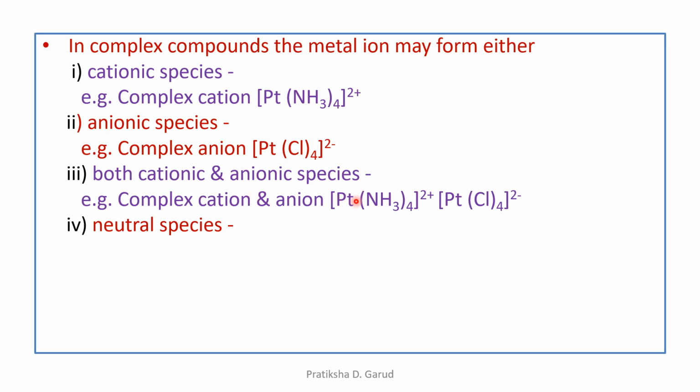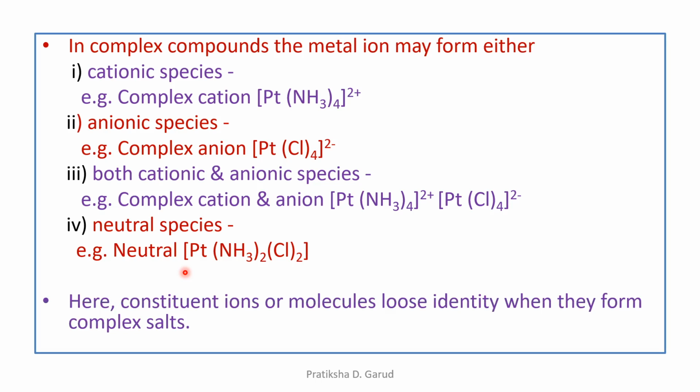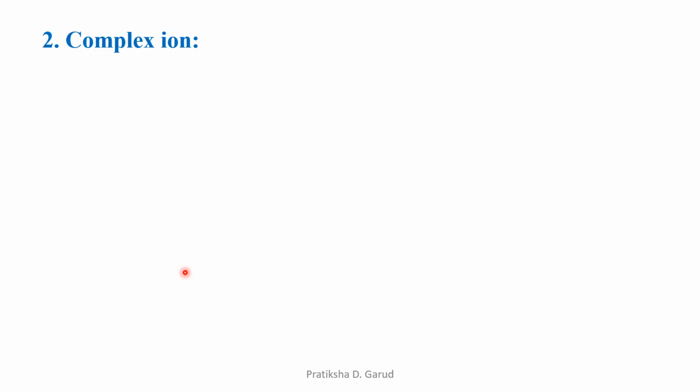so it is an example of cationic and anionic species. And the fourth type of complex compounds is the neutral species, which has the example [Pt(NH3)2Cl2]. Now on this complex there is no charge, therefore it is known as the neutral species. Now here we can say that the constituent ions or the molecules lose their identity when they are forming the complex salts. Then the second term in coordination compounds is the complex ion.